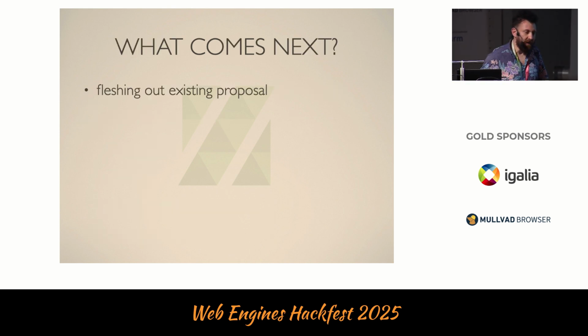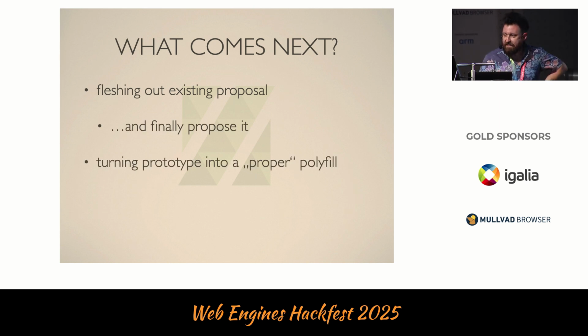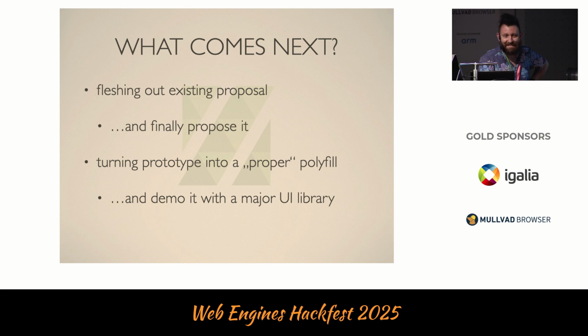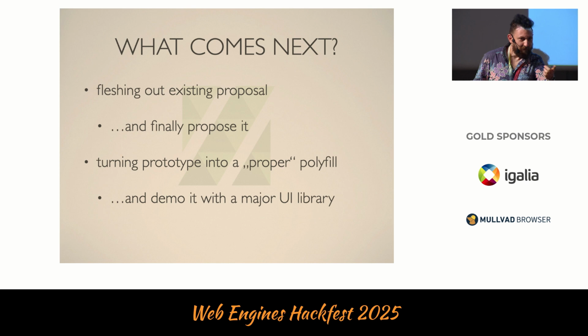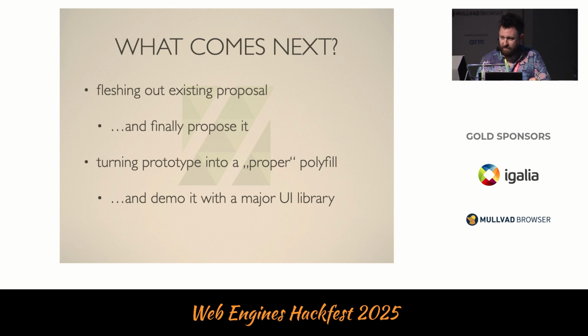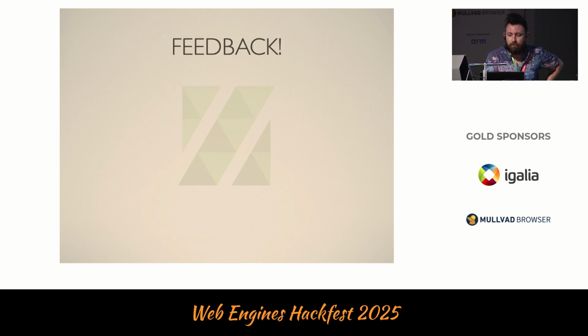So what comes next? I've prepared a full proposal. I'm fleshing out the existing proposal, and then I'll finally propose it. And I need to turn my prototype into a proper polyfill. And I think to actually convince people, I should show it with a major UI library. I know, what's the major web component UI library? Anyone? Lit is not a library. Lit is what you use to build something. Pardon? Polaris. Well, never heard about that, but I'll give it a go. I thought about Shoelace, but Polaris sounds good.